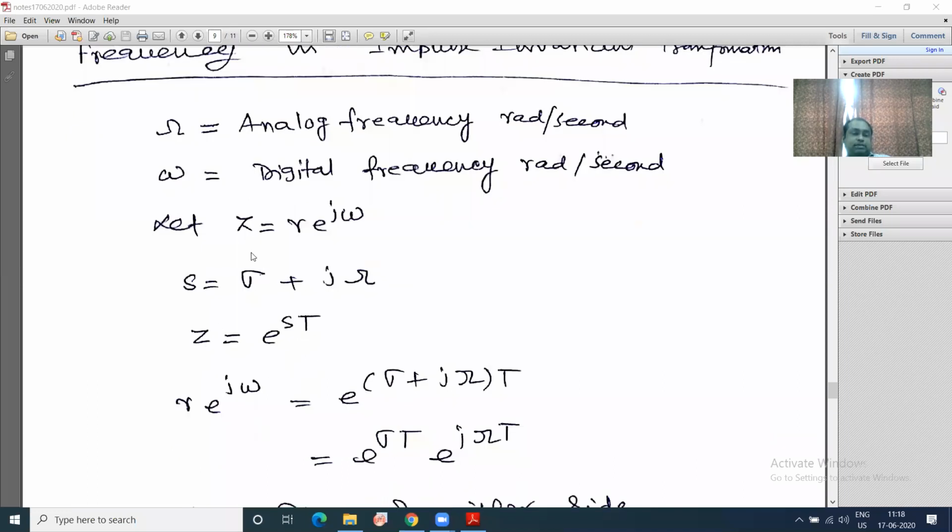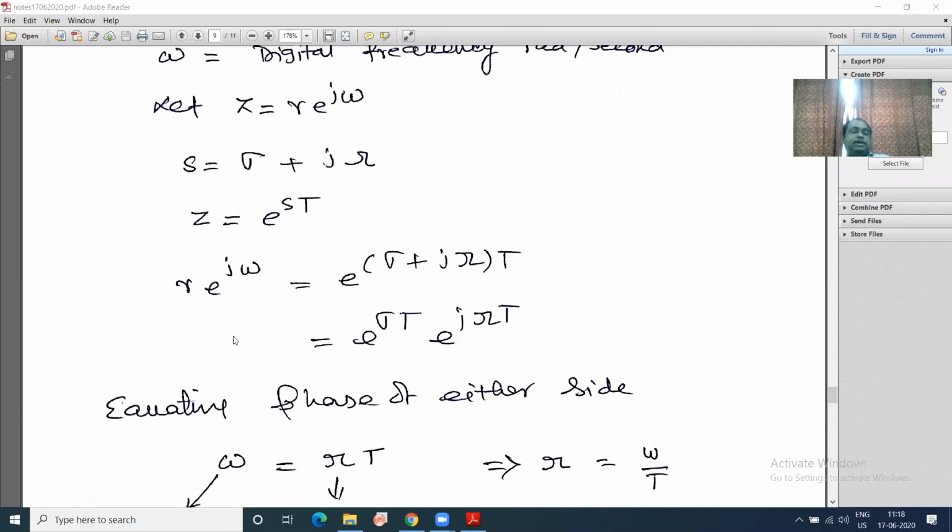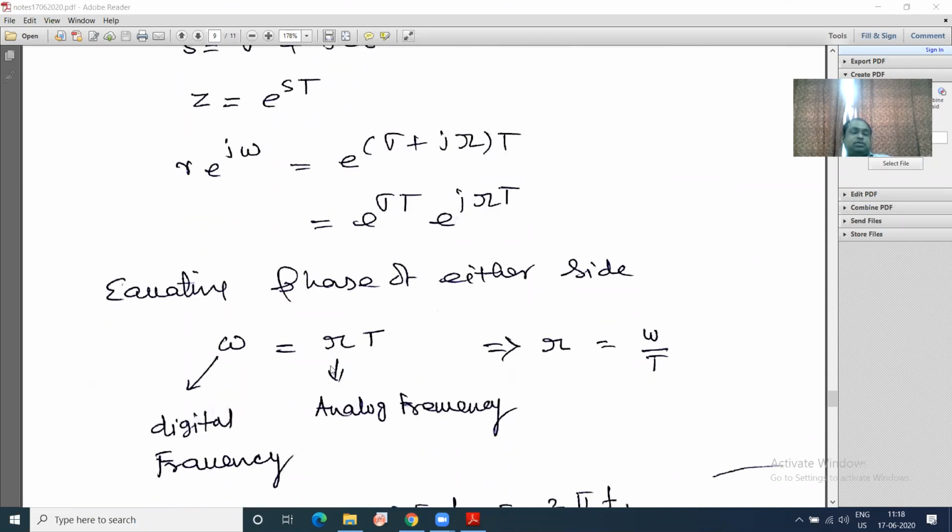Now, I write Z as R into e power j omega, and S as sigma plus j capital omega. So R into e power j omega equals e power sigma plus j capital omega into T. Here omega is the digital frequency and capital omega is the analog frequency. Comparing the phases, omega equals capital omega times T, where T is the sampling time. So this is the relation between analog frequency and digital frequency. Agreed?